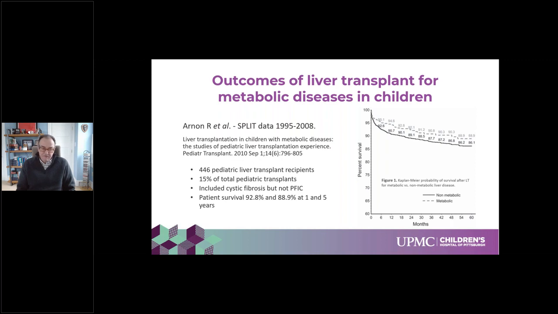This was the Studies in Pediatric Liver Transplantation, which is now the Society of Pediatric Liver Transplantation. And these had nearly 500 pediatric liver transplants. It accounted for about 15% and included cystic fibrosis, but for some reason not the PFIC patients. I think the PFICs were excluded from these series because I don't think the genes were well worked out at this stage, at least in the early stages of the cohort. But again, you can see patient survival was excellent. And on this Kaplan-Meier, you can see that the outcome for the metabolic patients was actually better than all other patients.